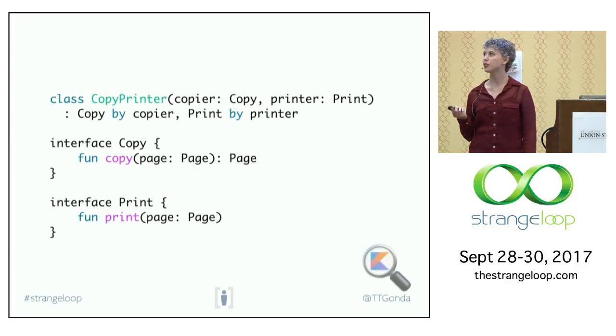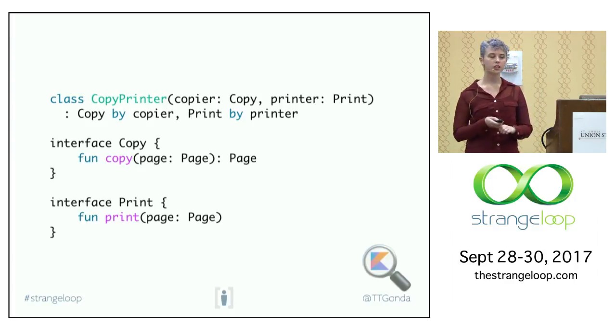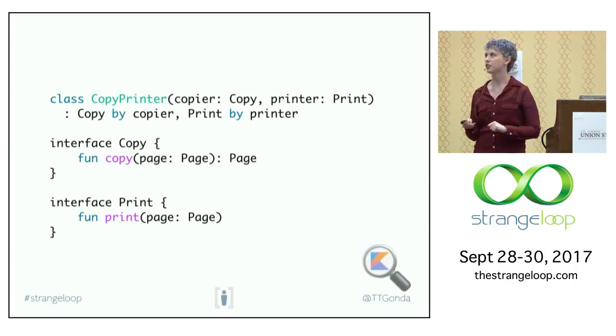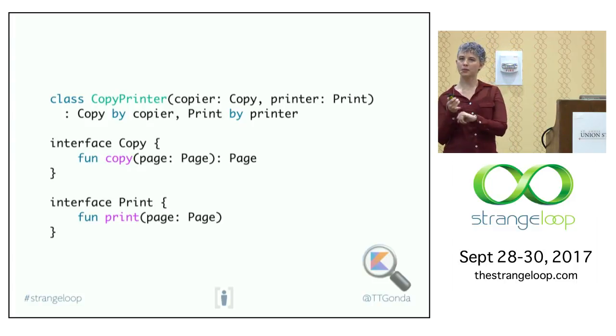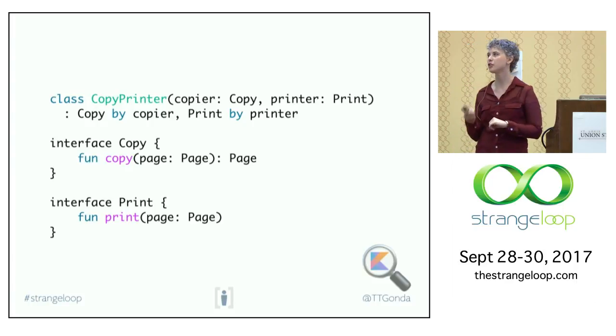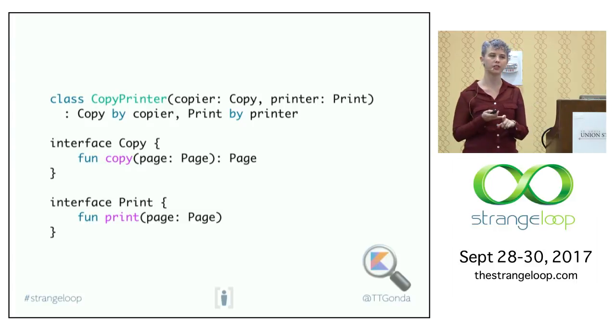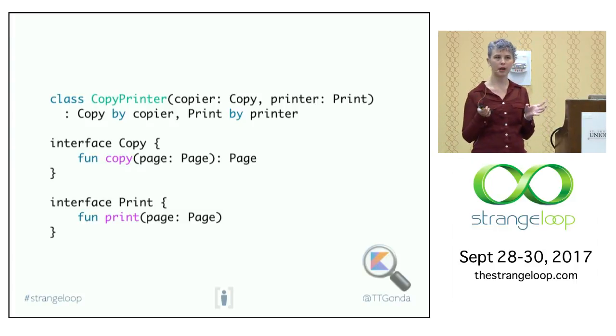So here's the copy printer example in Kotlin. Remember, this one's not my code. It's from the blog post that I mentioned earlier in this talk. The most interesting part of this is the copy printer class declaration. It says that it copies by copy, and it prints by print right there. And then after that, we just have our interfaces for copy and for print. It's really clear and pretty simple. So let's decompile it.